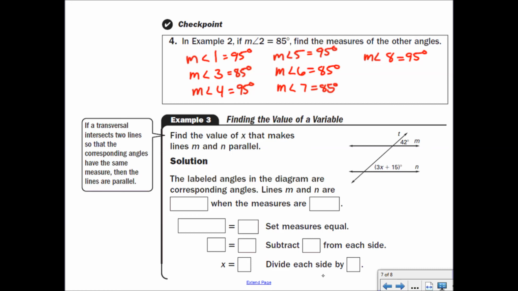Example number 3, finding the value of a variable. Find the value of x that makes lines M and N parallel. If a transversal intersects two lines so that the corresponding angles have the same measure, then the lines are parallel. The labeled angles in the diagram are corresponding angles. Lines M and N are parallel when the measures are equal.